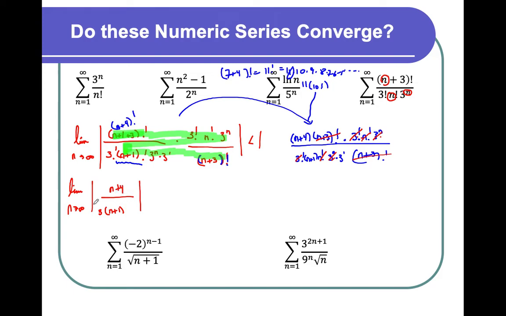Once again, going off to infinity, you have power in the numerator equal to power in the denominator, so your limit is the ratio of coefficients, which is 1/3, which is less than 1, which makes me happy because by the ratio test, I have a convergent series. So every one of these series converged by the ratio test. All right.